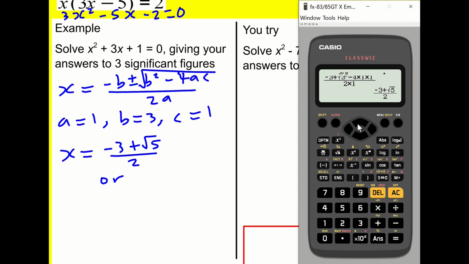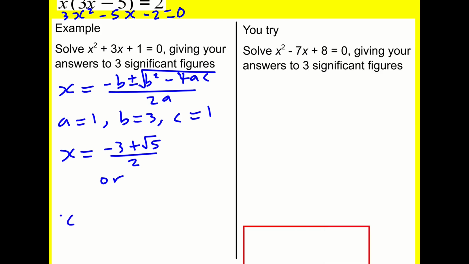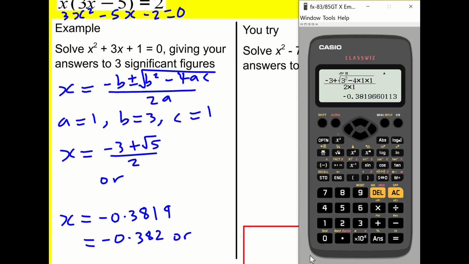Oh, I've forgotten. I need to do the minus. Sometimes there's another calculator that does this all for you. But actually, before I put that in, I should work out the decimal. Minus 0.3819. And I'm going to round this one to 3 significant figures. Minus 0.382. You might think I'm going to extremes here, but I'm just being really careful, which is definitely what you should do in an exam situation.